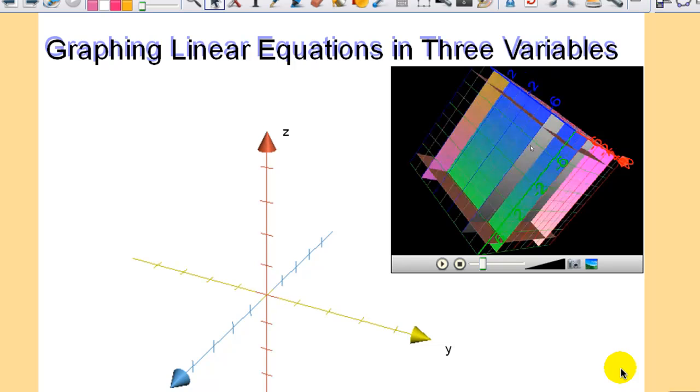I plan to quickly take you through a lesson that I did on graphing linear equations in three variables. Hopefully you can pick up some points, and if you would like this particular flip chart, please contact me and I can send it to you. But again, this is mainly for my course.